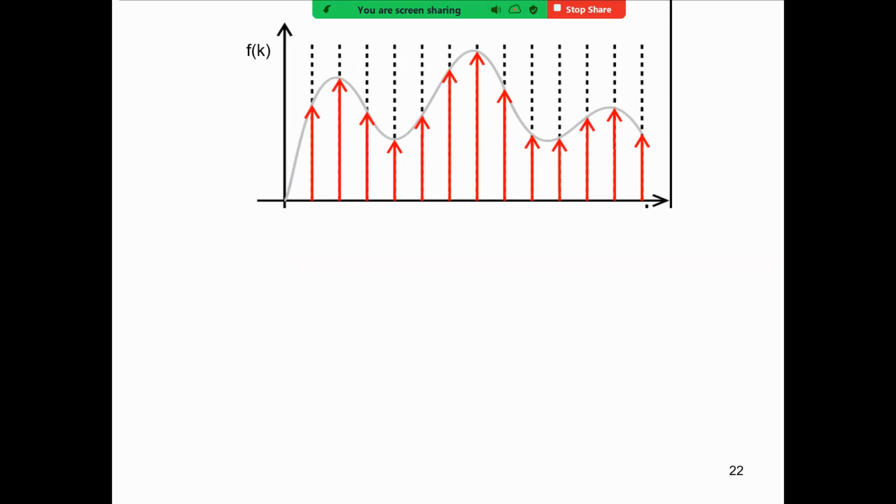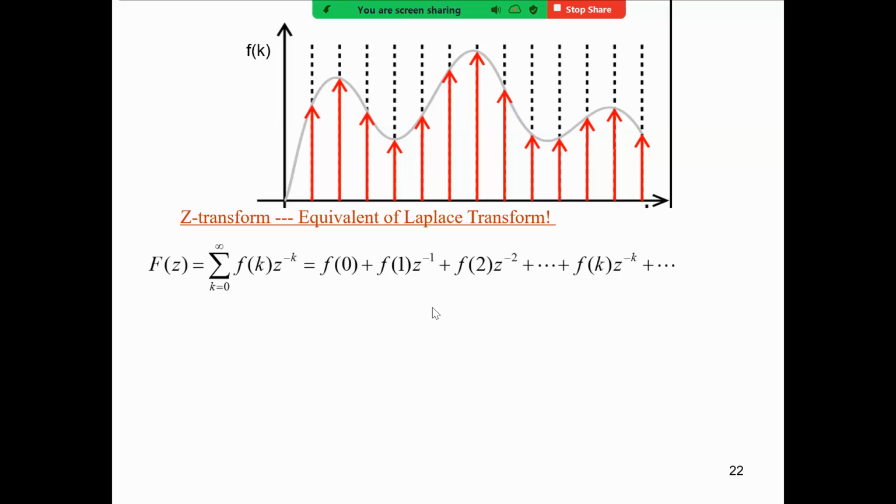Okay, and then to deal with the discrete time, we say we cannot use Laplace transform because we cannot do an integration, right? Instead, we introduce another way. We say, okay, Z transform, the equivalent of Laplace transform. So this is the definition of the Z transform, right? If you have any discrete time signals, I can always write down its Z transform.